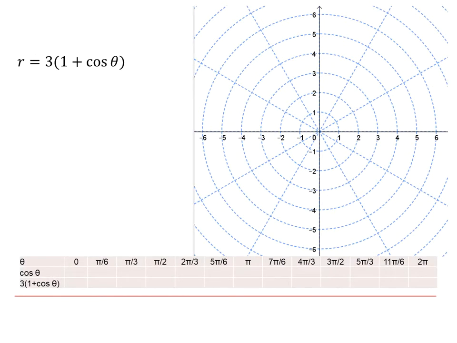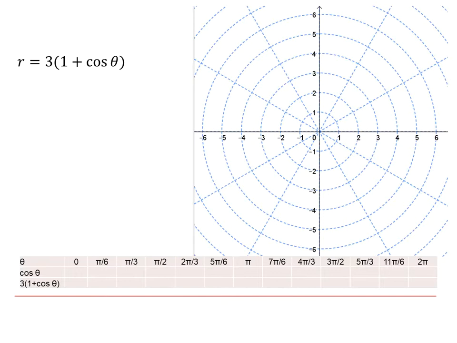When it comes to graphs like this one, where r and theta are connected by some equation, then it may be worth plotting a few points, although I wouldn't advise doing all of the points here. I've got a table set out with values of theta in fractions of pi from 0 up to 2 pi. Cos theta, of course, it starts off equal to 1 when it's 0, and then reduces down to -1, and then goes up to 1 again.